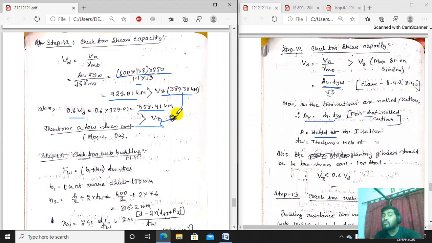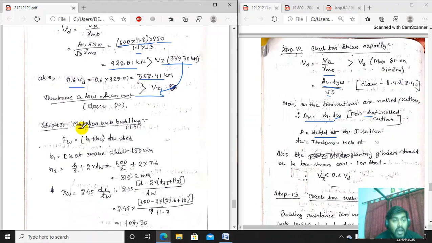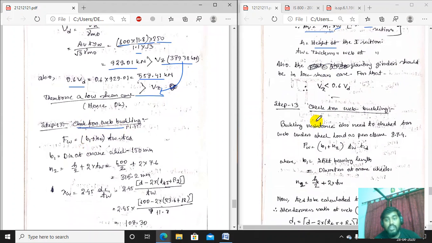Then we can proceed to the next part. If the assumption we have taken is wrong, we have to change the section first. Okay, so please make it very clear, the shear capacity. Now coming to the check for the web buckling case. So step number 13, check for the web buckling.